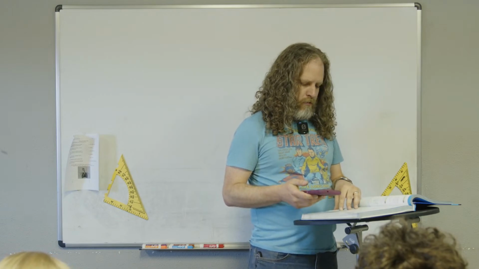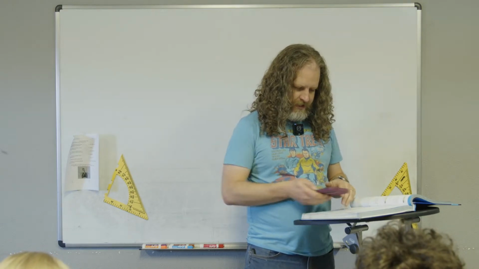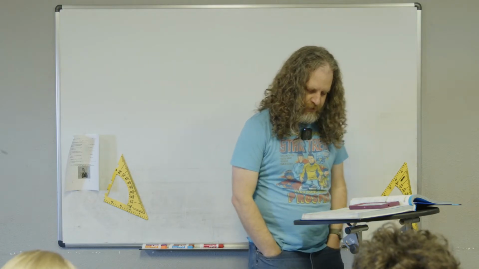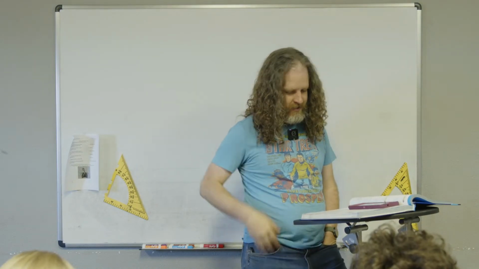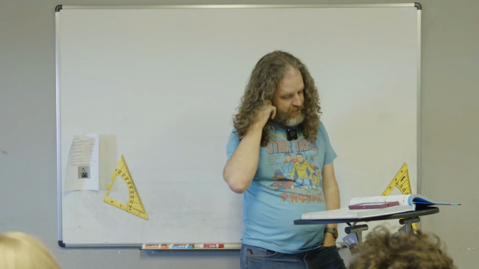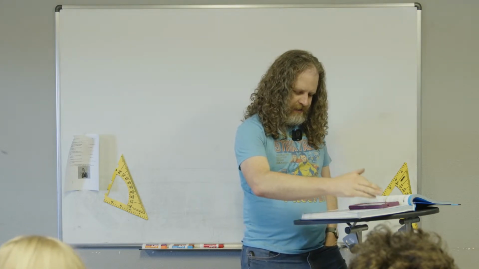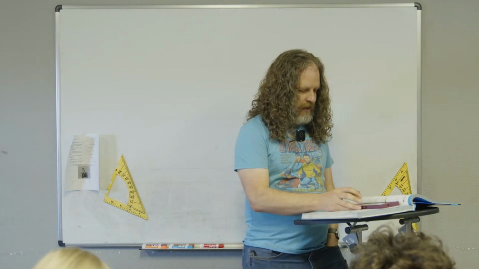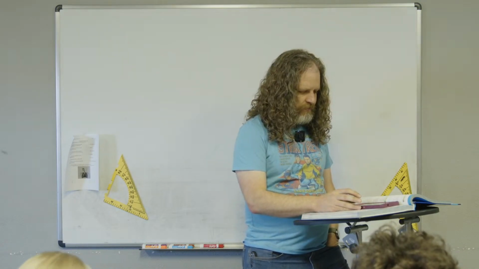Number 16. The equation is y equals negative 6 times quantity x plus 3, quantity squared, plus 46. The vertex is at negative 3, 46. The axis of symmetry is at x equals negative 3, and it opens downward.